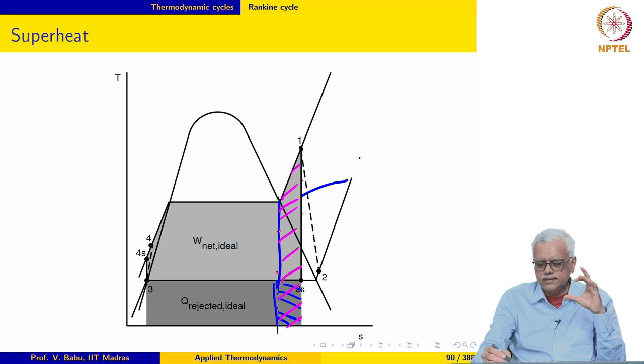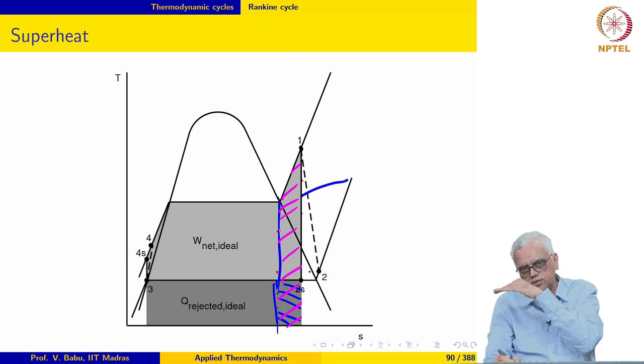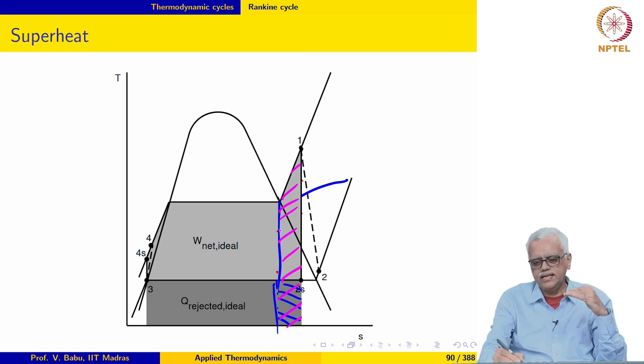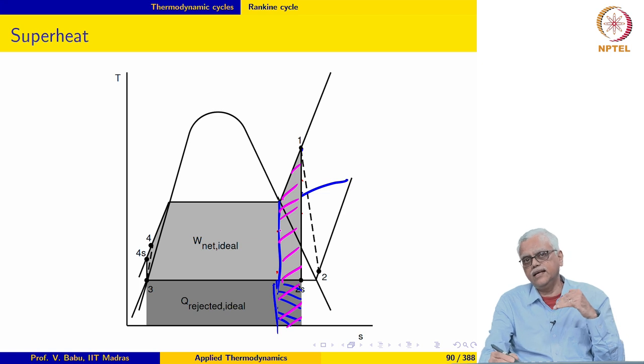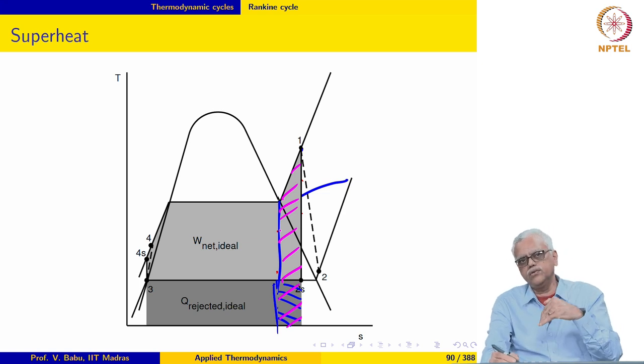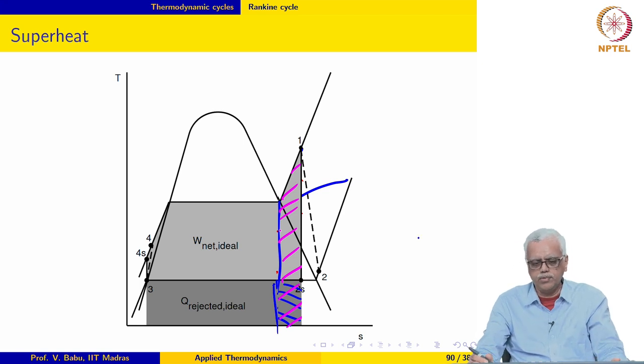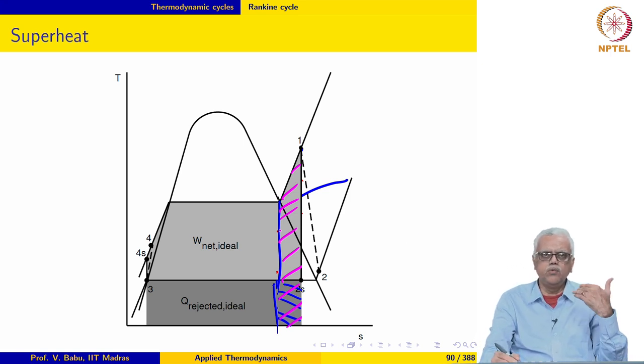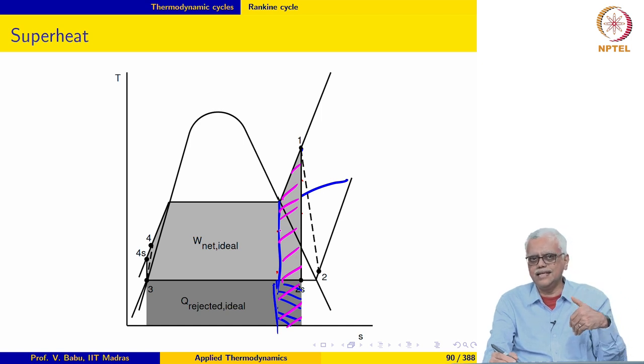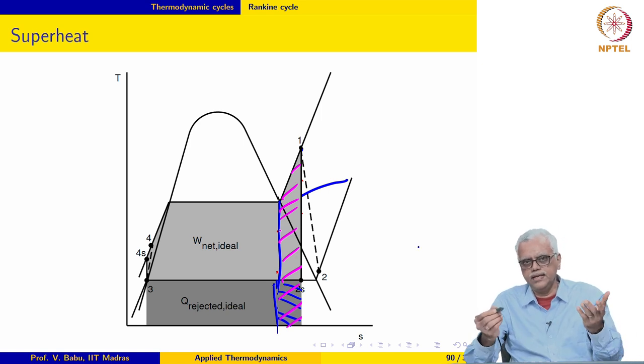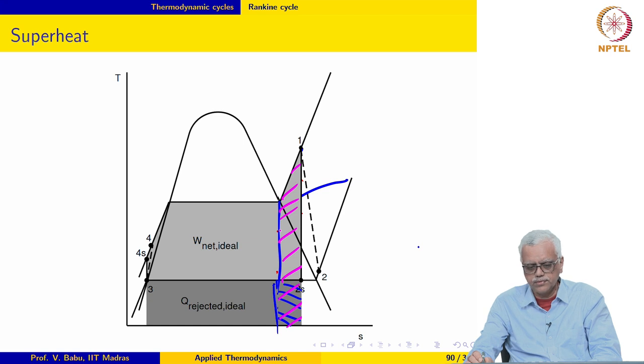And the increase in heat rejected is smaller because we are still operating within the two-phase region where the isobar is horizontal. Whereas, the increase in heat added is much higher because the isobar is steeper in the superheated vapor region. So, consequently, W net is more and the increase in heat rejected is less. So, we expect this cycle to have higher thermal efficiency. Let us see if that comes out to be the case.